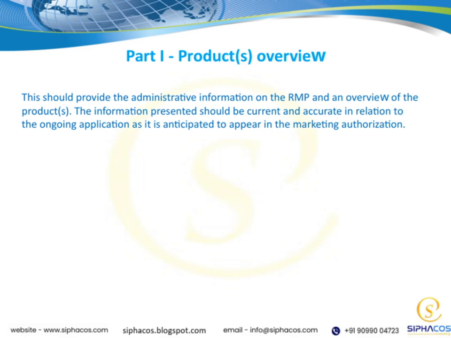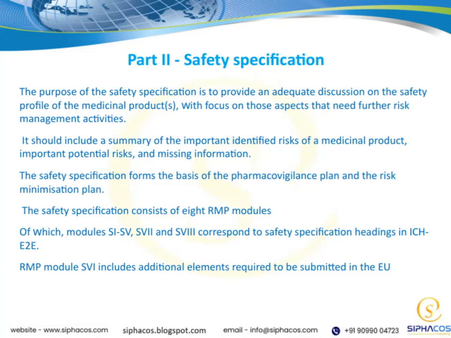Finally, I'll make sure to connect these points back to the overall theme of our presentation, emphasizing how the product's profile and the RMP work together to ensure safety and efficacy. This approach helps us see the bigger picture and appreciate the importance of thorough, accurate information in the regulatory process. The purpose of the safety specification is to provide an adequate discussion on the safety profile of the medicinal product or products. It focuses on those aspects that require further risk management activities. Essentially, it helps us understand what the key safety concerns are and how we plan to address them.